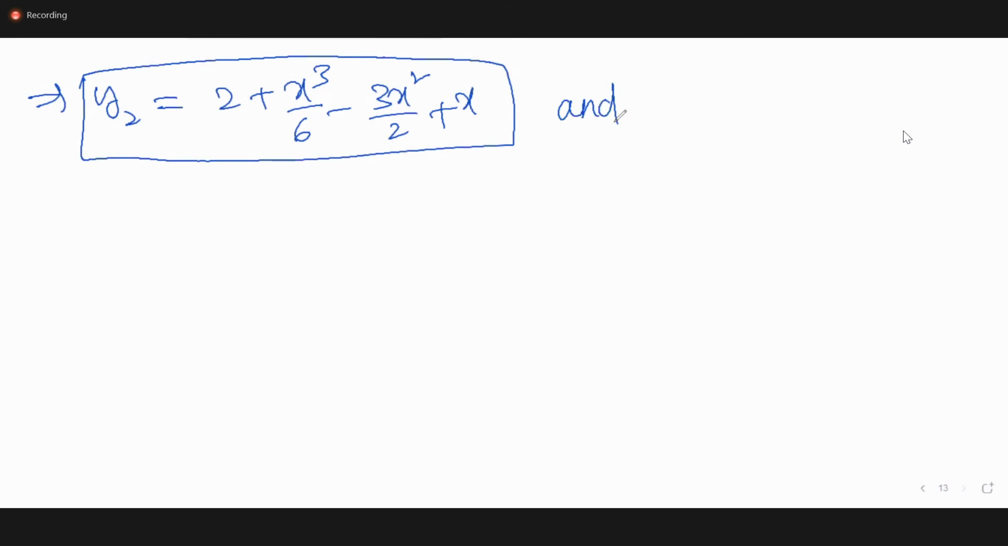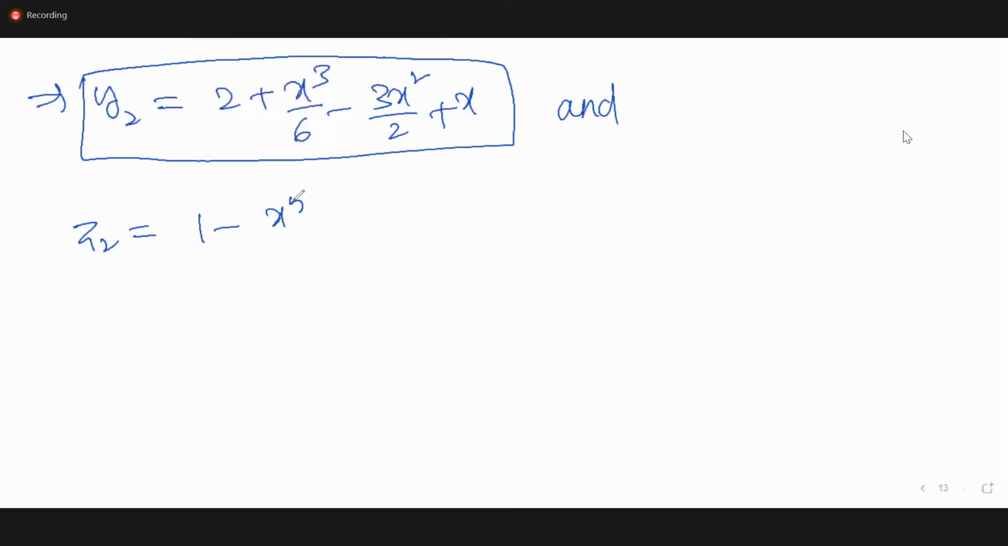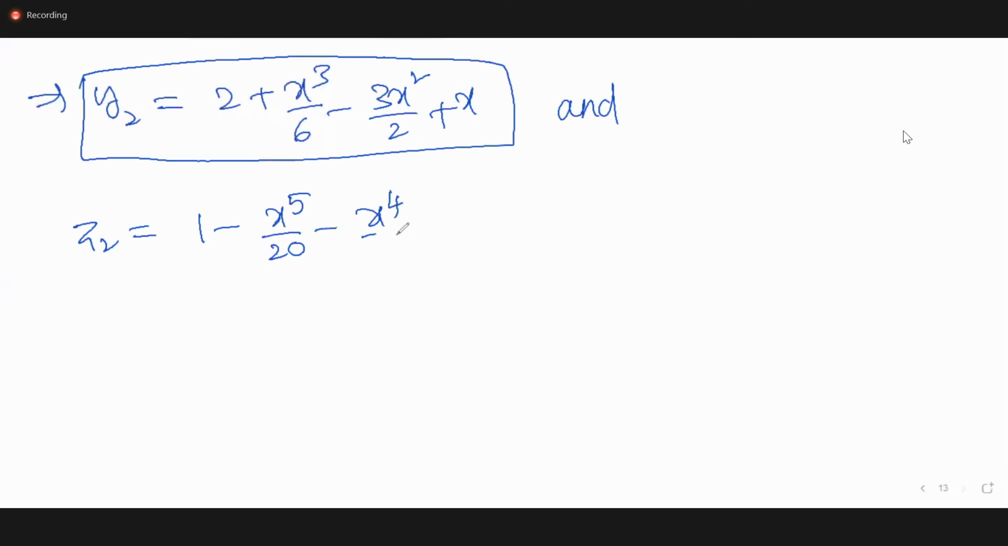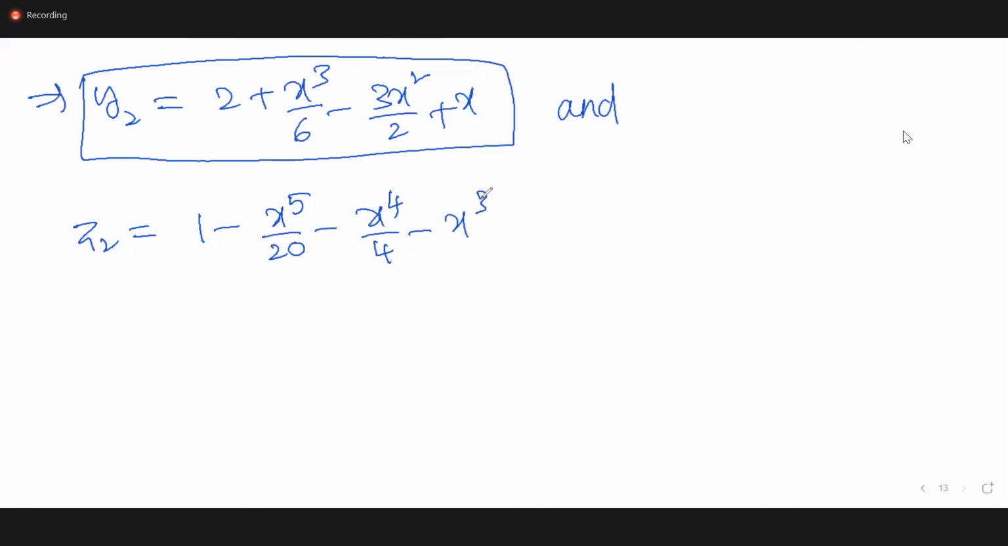And z2 is equal to 1 minus x power 5 by 20 minus x power 4 by 4 minus x cube minus 3x square by 2 minus 4x.